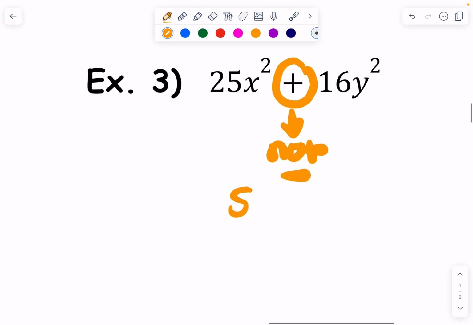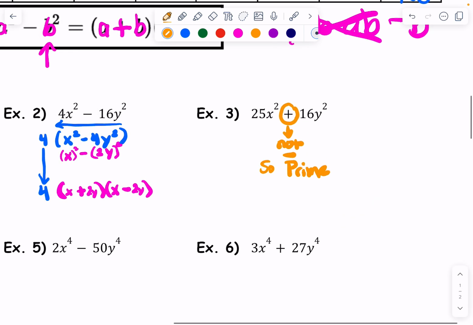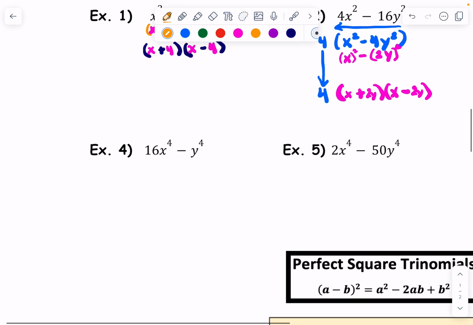So this is prime, or it just can't be factored. Okay. All right. Zooming in gives me really thick writing, huh? All right, let's look for another one.